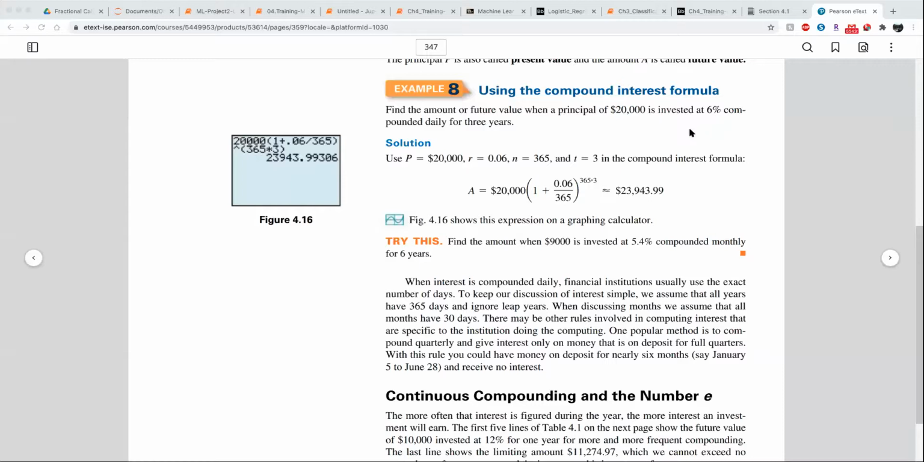Once you figure out all the parameters, P, R, and T, and put them into the formula and use a calculator, then you can figure out the answer, okay?